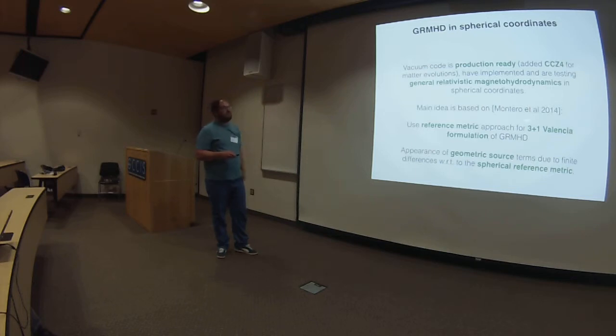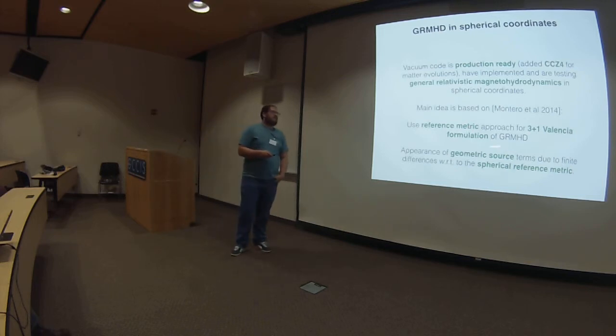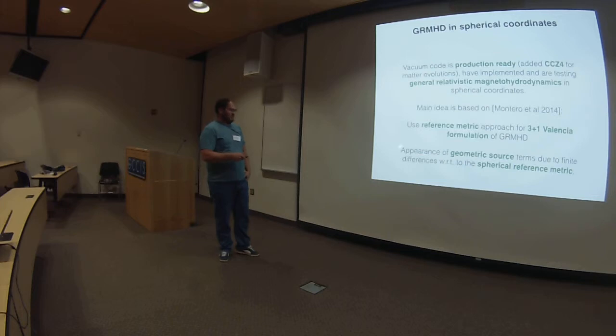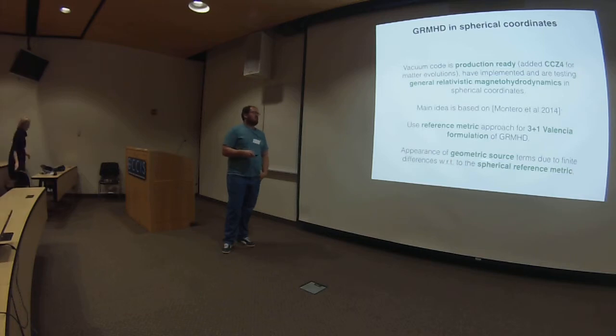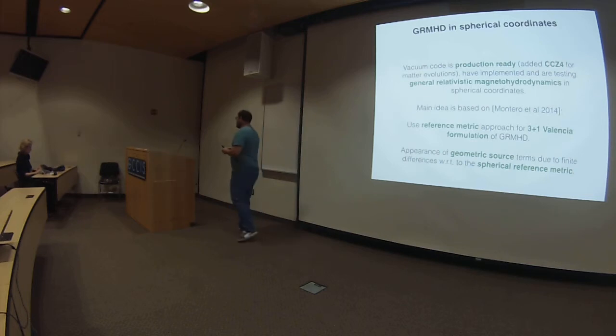He and collaborators also did that for hydro, just using a reference metric approach with a 3+1 Valencia formulation of GRMHD. So they presented results for hydro, and then I extended it to MHD as well. What you basically get is you rewrite the equations with a reference metric, and you have the appearance of geometric source terms due to finite differences with respect to the spherical reference metric.